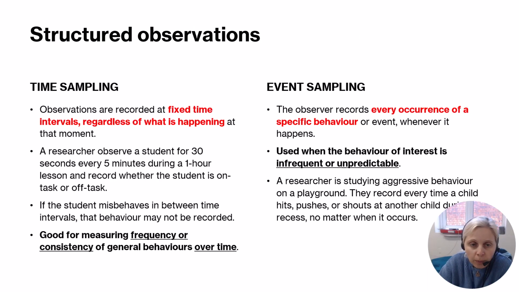So just a quick reminder, in structured observations, time sampling means recording at fixed time intervals regardless of what is happening. So 30 seconds for every 5 minutes, you watch for 30 seconds, you write down, and then you do it again 5 minutes later, etc. It's good for measuring the frequency or consistency of general behaviors over time, whereas event sampling is specifically targeting behaviors that you've already decided you want to see, and it's used when the behavior that you're looking for might be infrequent or unpredictable, so you want to catch it every time it happens.